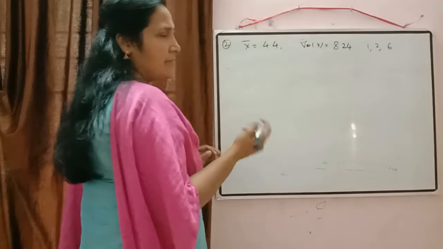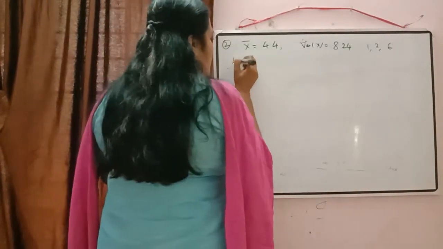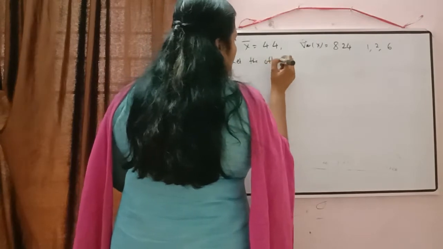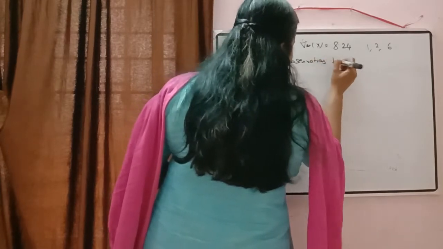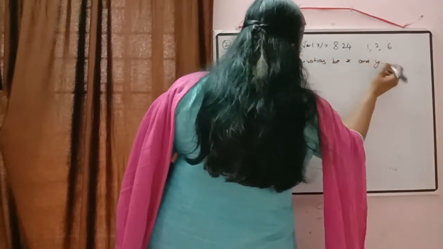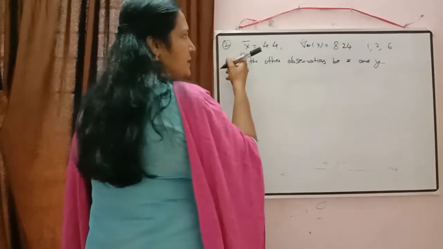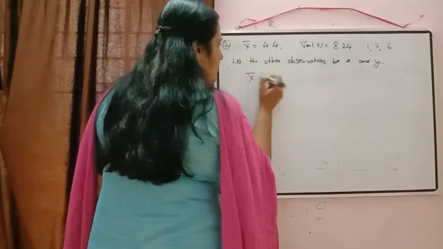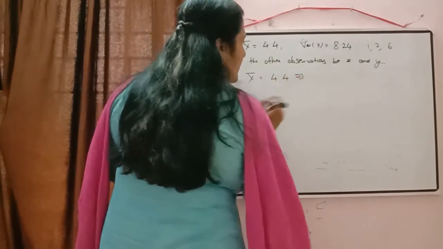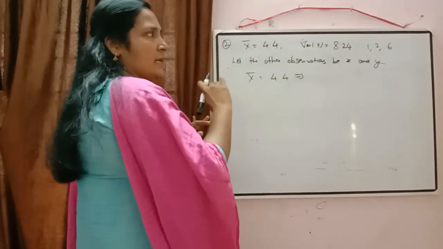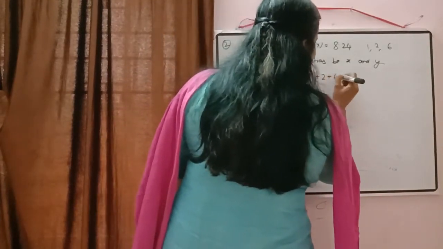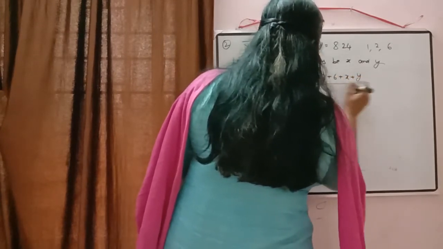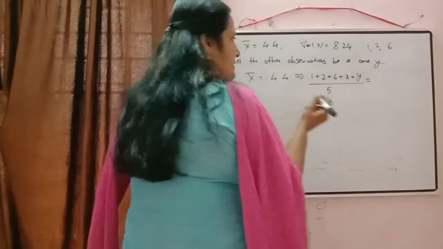3 observations are given, remaining 2 we have to calculate there. So just write down there, let the other observations be x and y. Now we can check the first condition there. What is given? Mean x bar is equal to 4.4. How are we calculating the mean when numbers are given? Yes, sum of all the numbers divided by total number. So it will be equal to (1 + 2 + 6 + x + y) / 5, which is equal to 4.4.